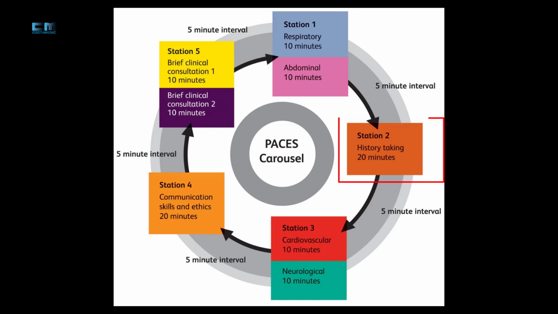Station 2. This is the history taking station. Here you can only talk to the patient to take the complete history. Here you cannot touch the patient or examine the patient. In most cases, you will not get a real patient here. A surrogate will give you the history. The total duration of this station is 20 minutes.